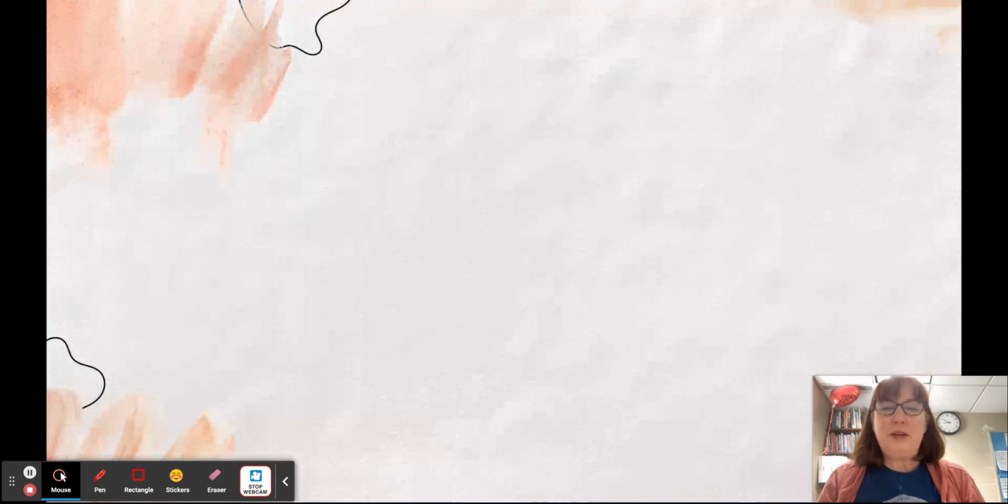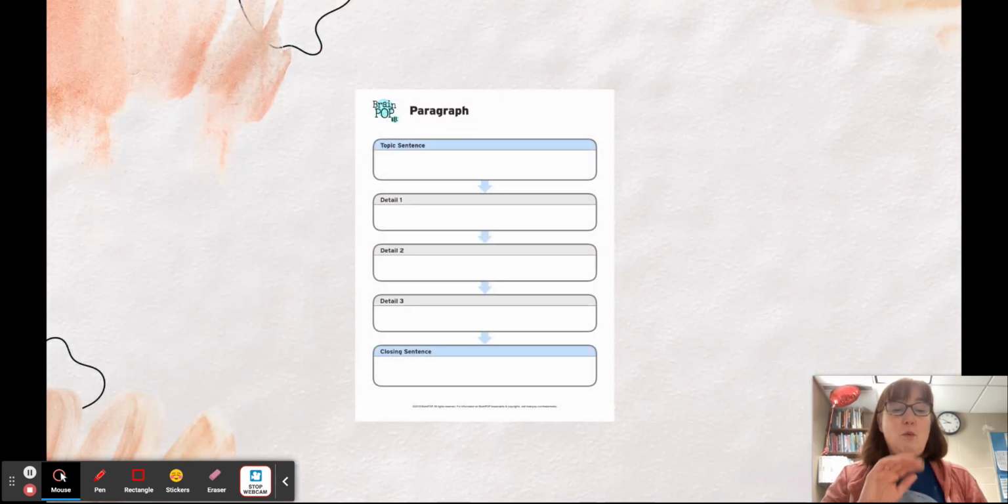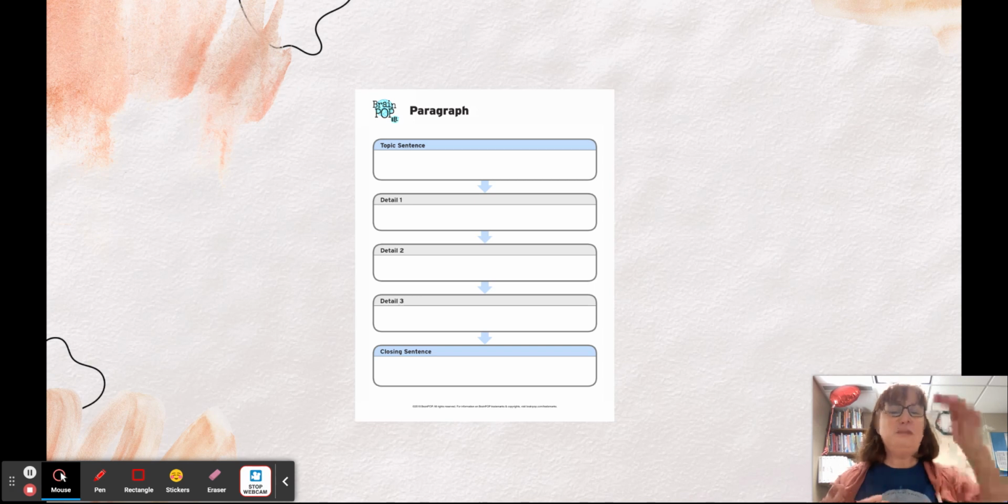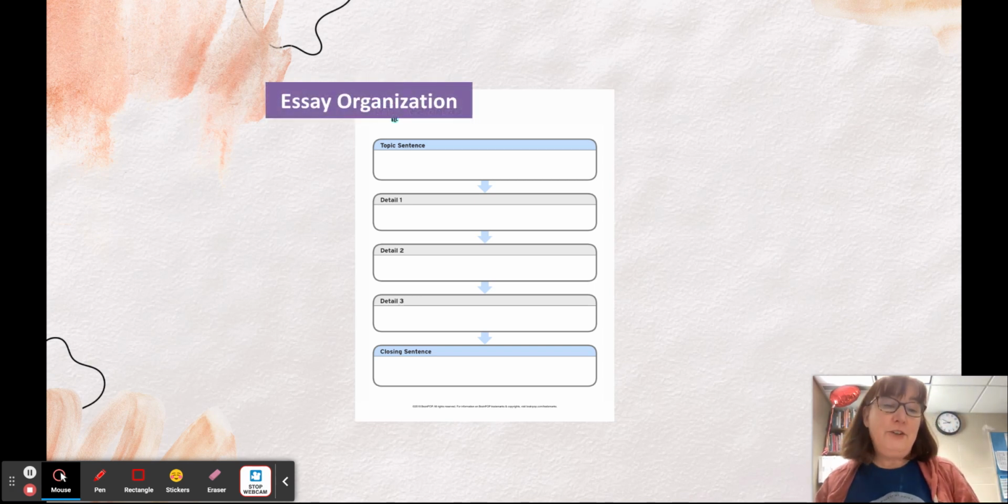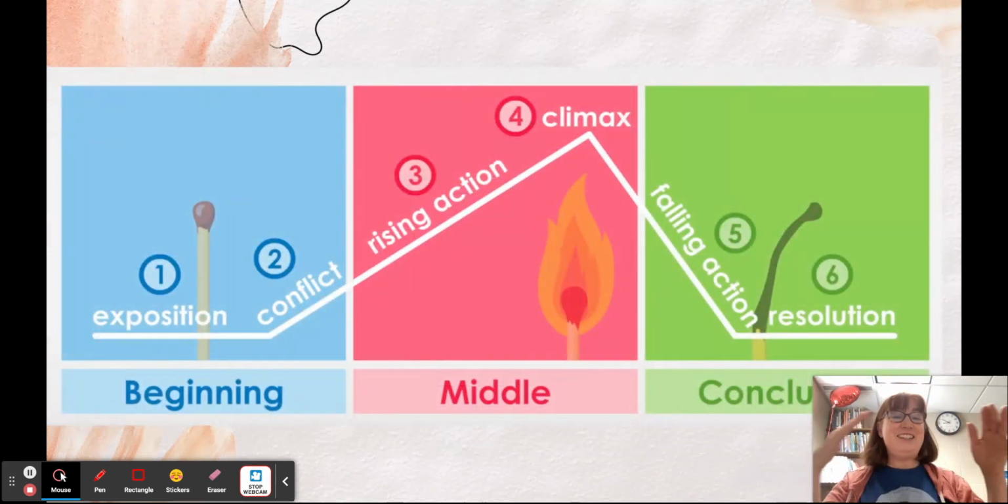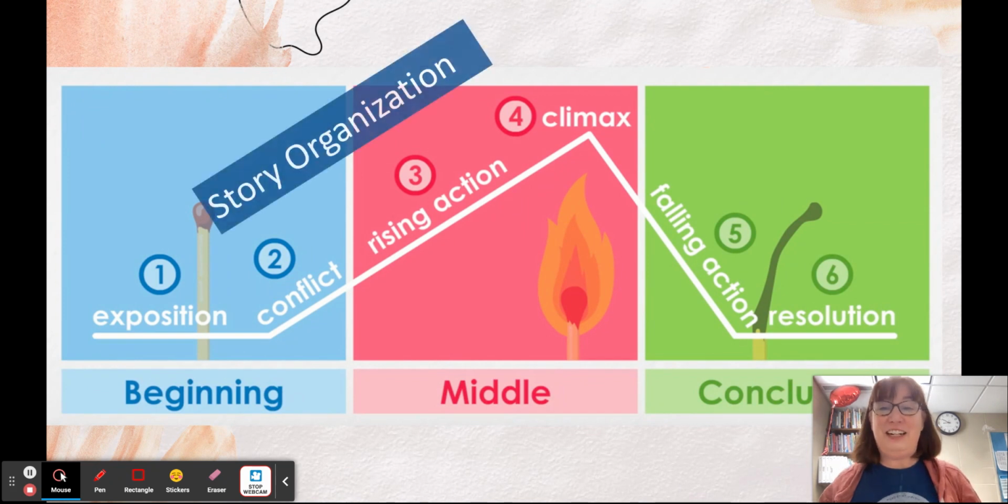So, as we get going, think about this. When we wrote our essays or when we're doing analysis, we have a very structured way of writing, of developing our paragraphs, and that's for essay organization. But when we're writing a narrative, our organization is going to look very different.